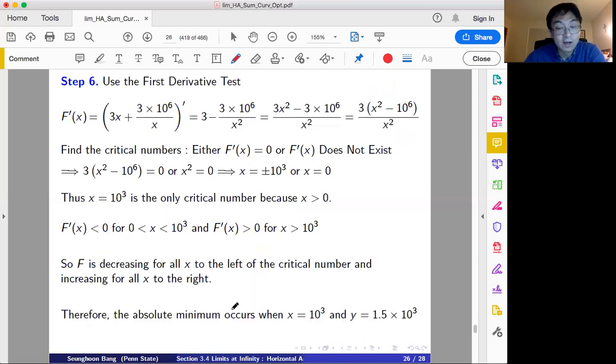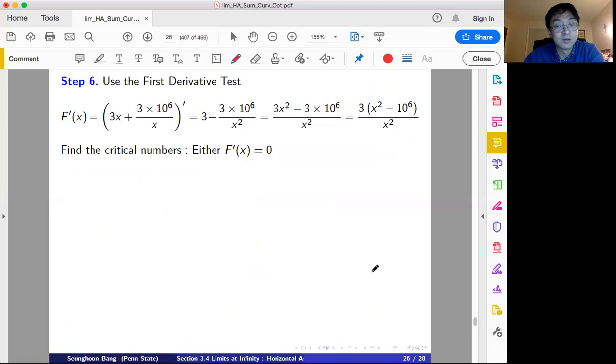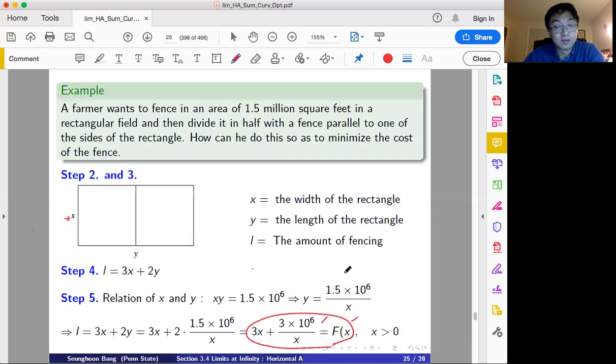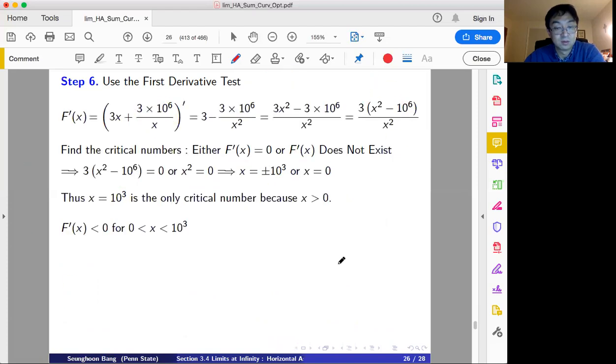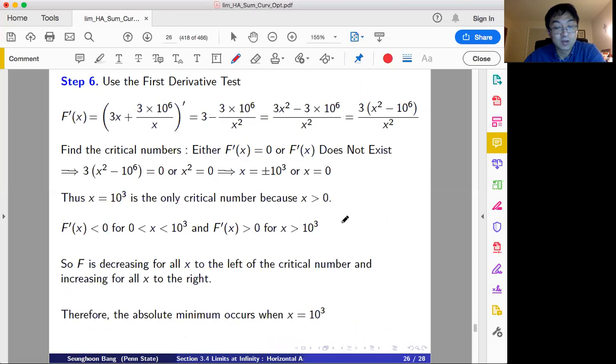So what's the y value? You plug 10 cubed into the y value. Do you remember the y value? Y value is here. What's y? This one: 1.5 times 10 to the 6 over x. So x equals 10 cubed, and you can plug it into y. Y is 1.5 times 10 to the 6 over x.